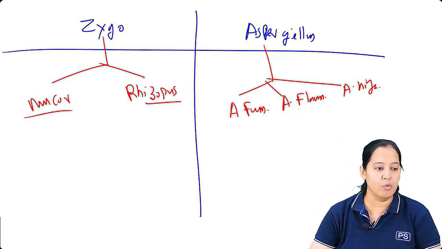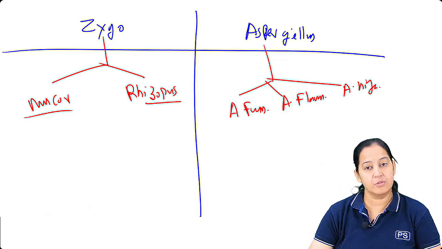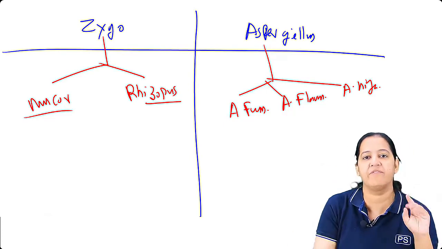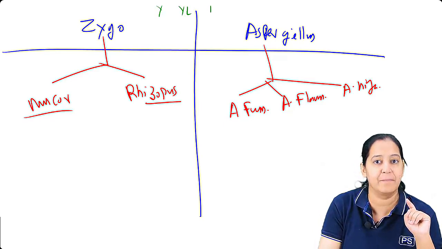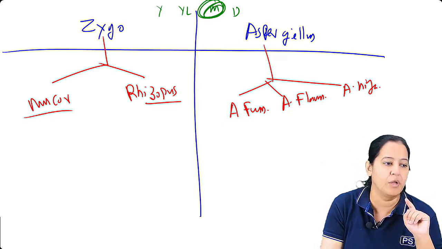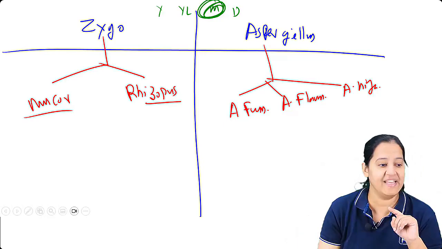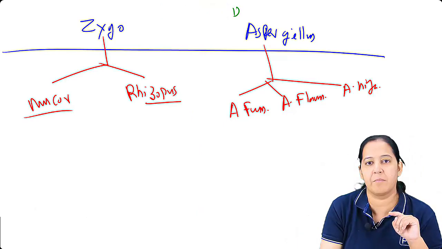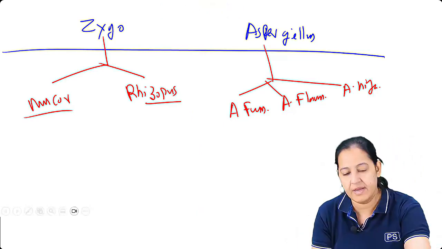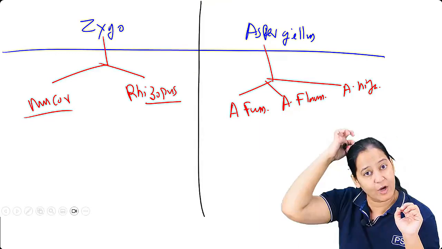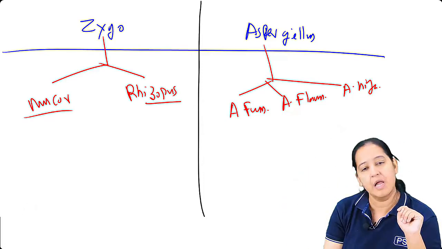Both of them are molds. Heard my word? So check the classification. Where mycology starts, I told you four types of fungus: yeast, yeast-like, mold and dimorphic. Check in the mold. Molds are elongated. Some of them are septate, some of them are non-septate, aseptate. Have I taught you? So both of them are molds. You can check in the classification, I have told you Zygo, Aspergillus. Under Zygo, I have written Mucor, and Aspergillus. Both of them are molds.